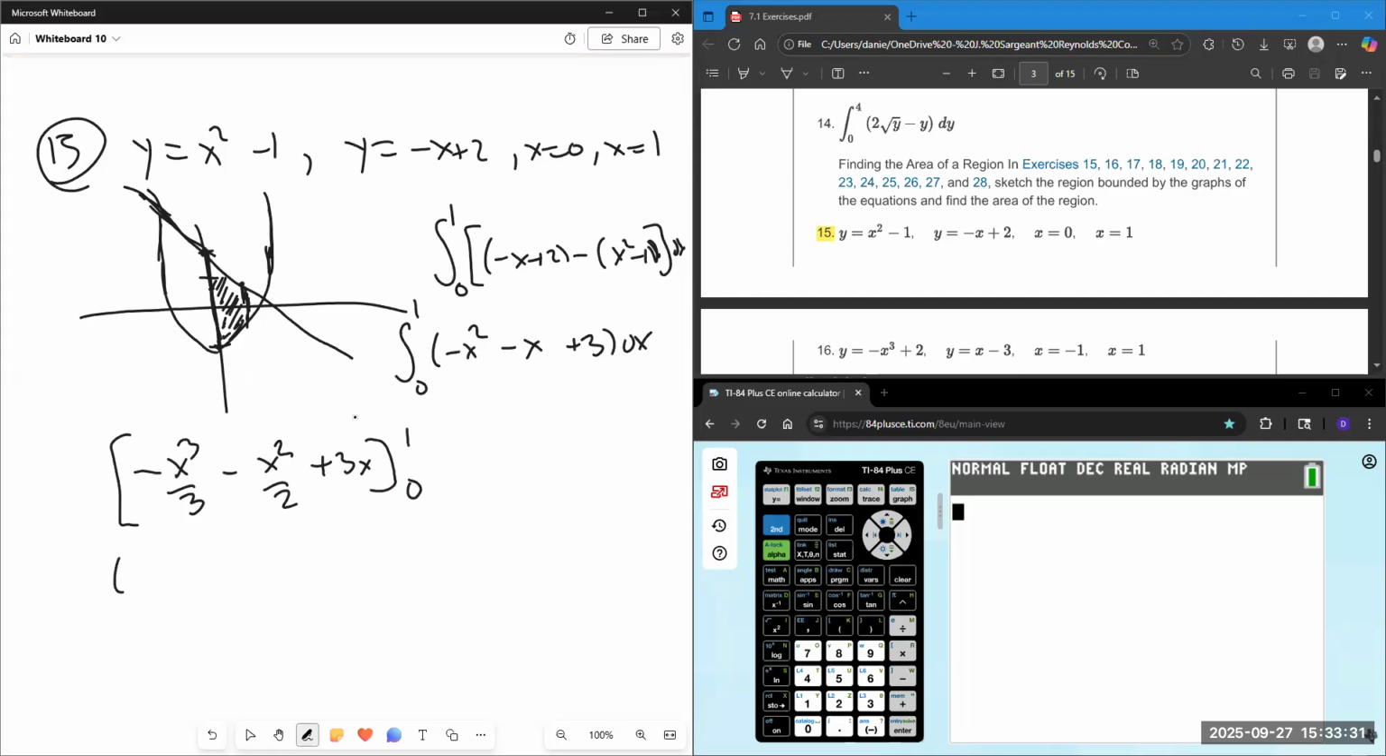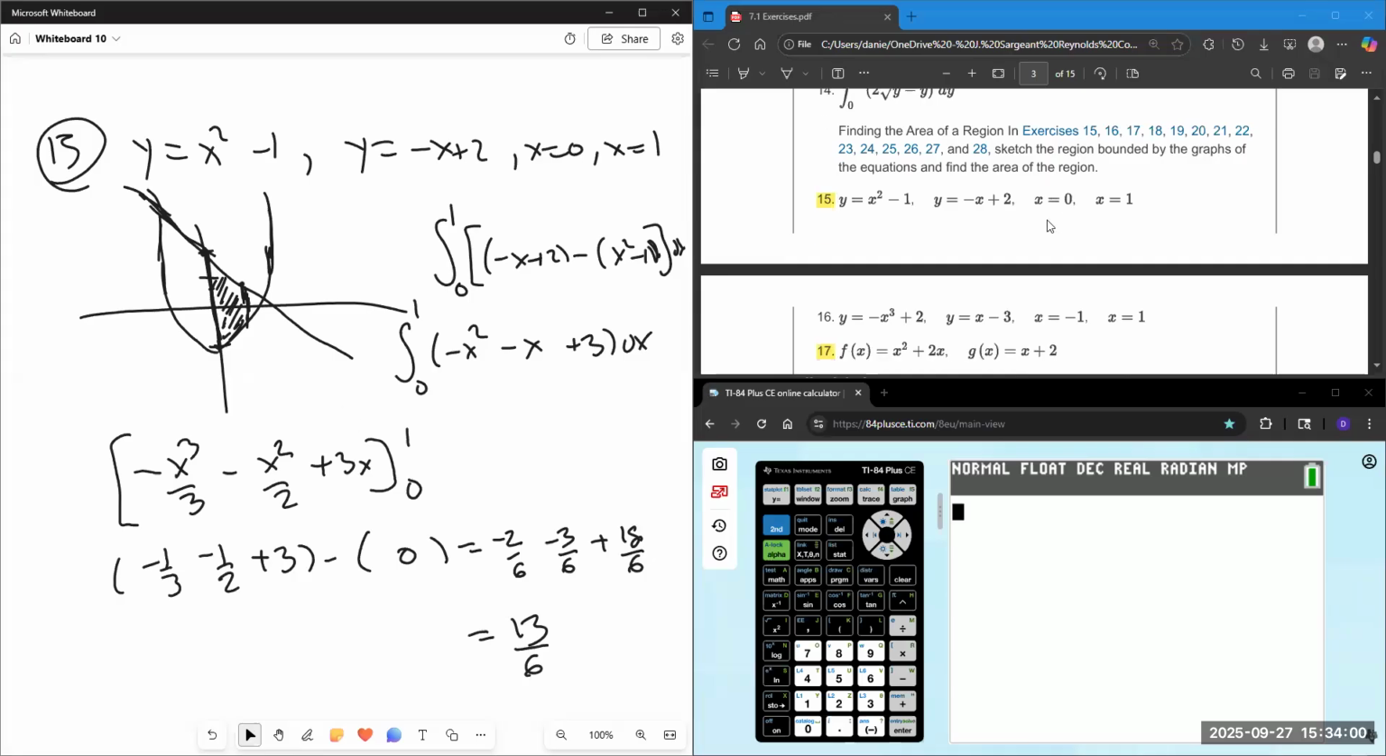Evaluating at 1: -1/3 minus 1/2 plus 3. Subtract, evaluate everything at 0. They all give me 0, so that's 0. This is -2/6 minus 3/6 plus 18/6. 18 minus 5 is 13 over 6. My answer for my area.